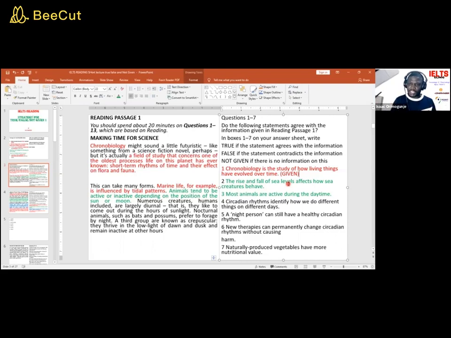Are they measuring the same thing? Yes. Tidal pattern, rise of sea level, how it affects marine life, how it affects sea creatures. So that is given. They are evaluating the influence of sea level, rise and fall of sea, tidal pattern, and how it affects marine life, how it affects sea creatures. They are actually measuring the same thing, so it is given.